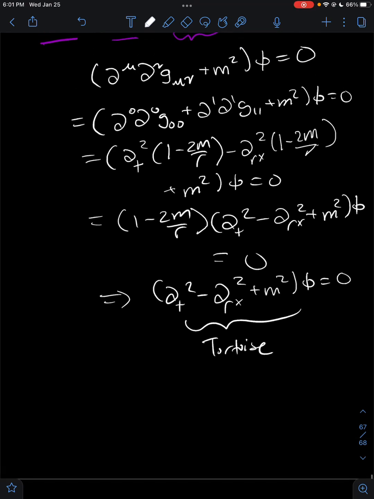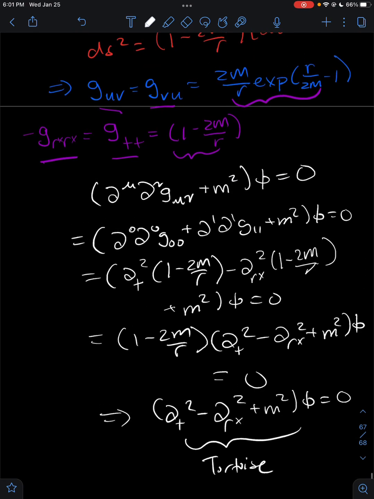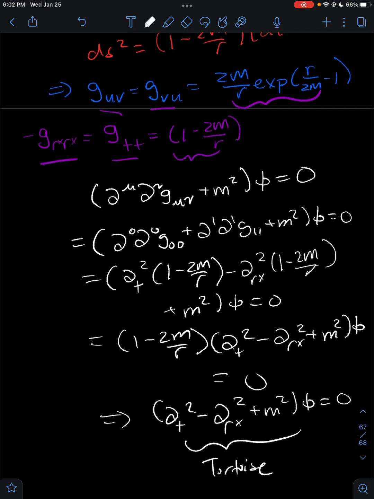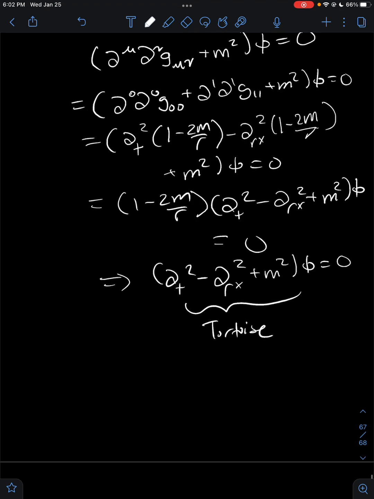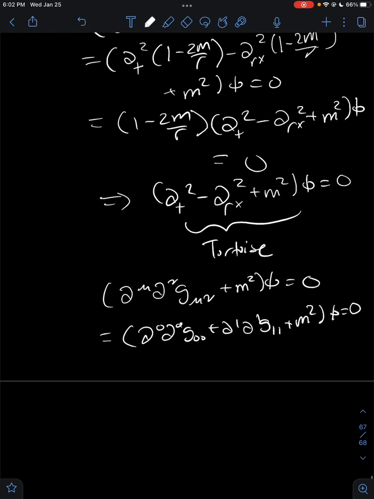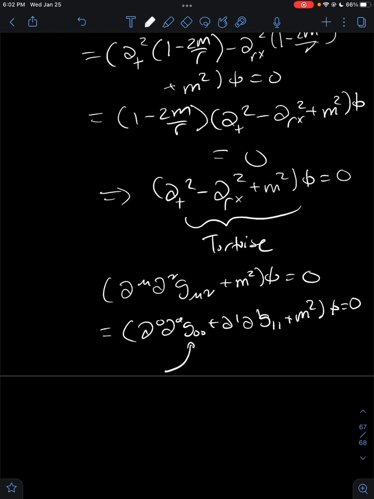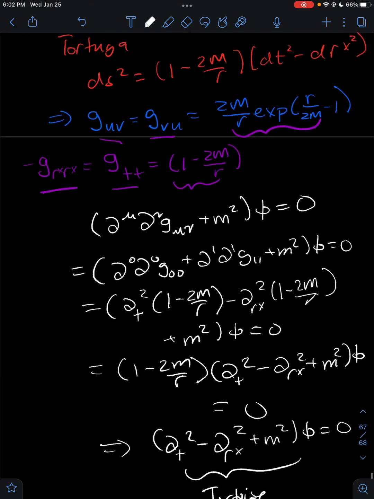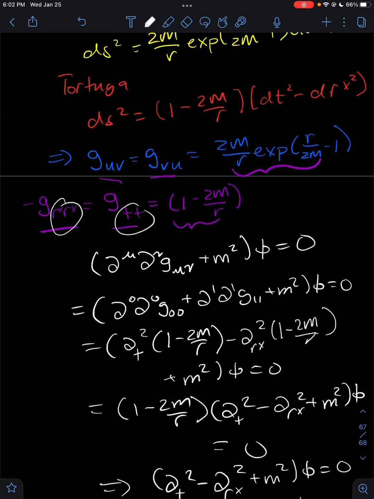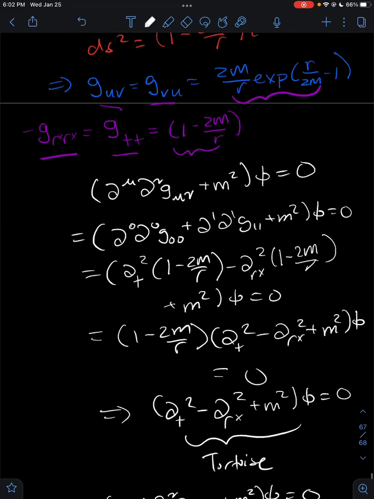coordinates. Now, can we do the same thing for the Kruskal coordinates? Well, for the Kruskal coordinates, things get a little bit more complicated. So again, we start off like we did before, with partial mu, g mu nu, partial nu phi, plus m squared phi equals 0. We can expand that out. For convenience, for the tortoise coordinates, we took g naught naught to be the time entry, and then g11 to be the r asterisk entry. Similarly for the Kruskal coordinates.